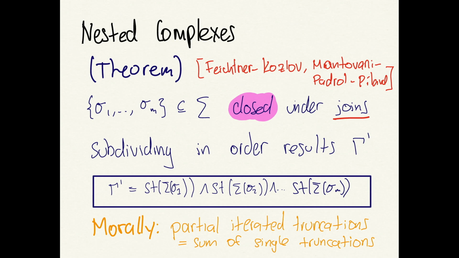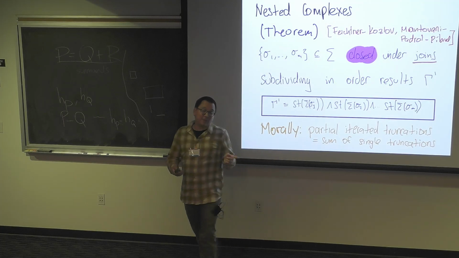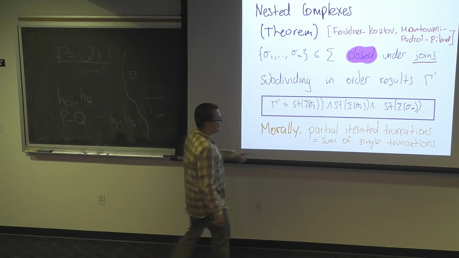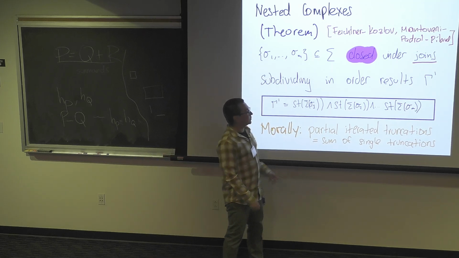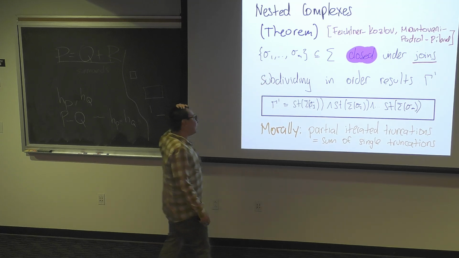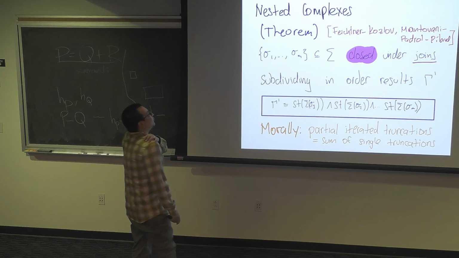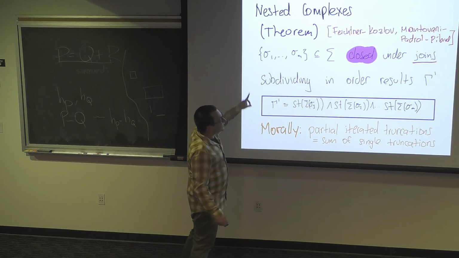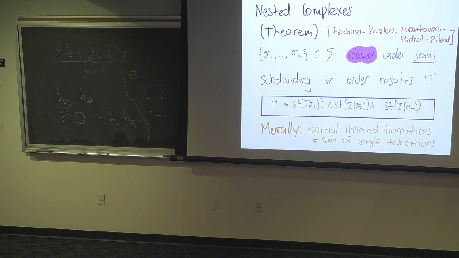And one thing that we can prove is that if you don't do all of the barycentric subdivision, but a well-behaved subset, then it is the same as taking the refinement of individual stellar subdivisions at the level of fans. At the level of polytopes, this means something like a partial truncation, and this is related to nestohedra in the case of generalized permutohedra, where I am adding single truncations. This theorem is implicit in the work of Feichtner and Kozlov, and also Mantovani, Padrol, and Pilaud.